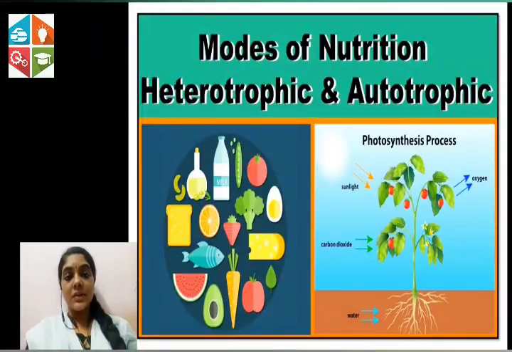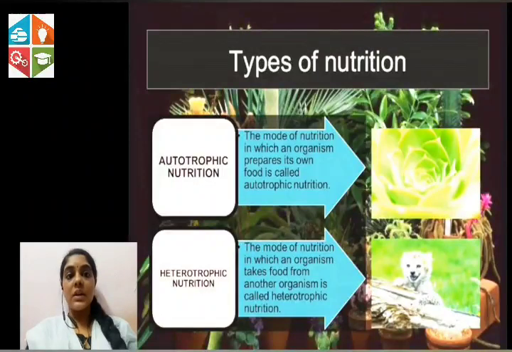So when you talk about nutrition, nutrition can be classified into two, that is heterotrophic and autotrophic. So let's see what is autotrophic. Autotrophic is a mode of nutrition in which an organism prepares its own food. When an organism is capable of making its own food, then that type of nutrition is called autotrophic nutrition. So the best example is plants. Plants are autotrophs.